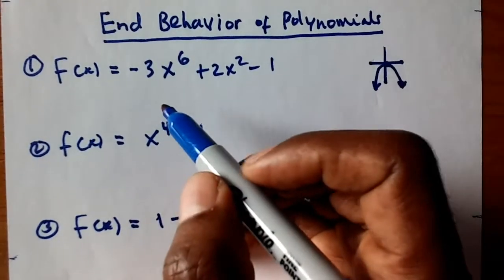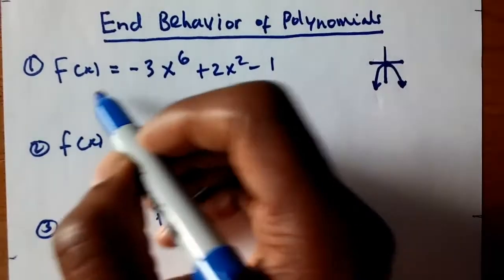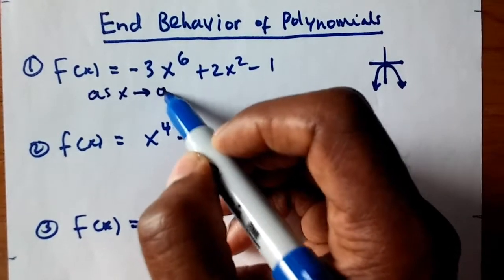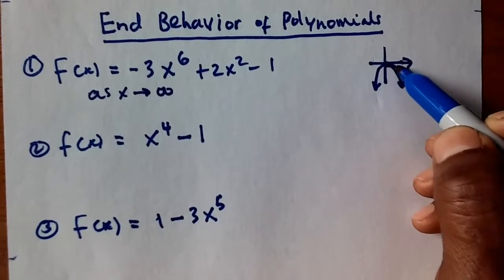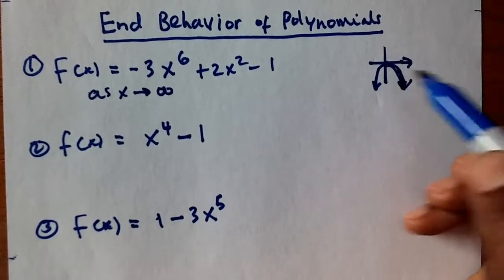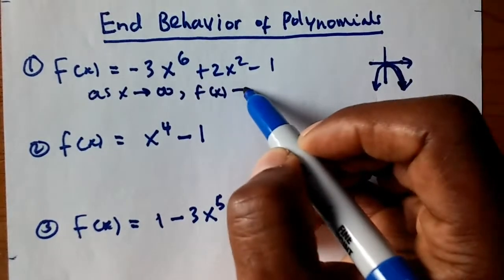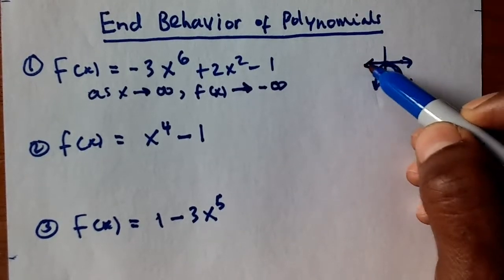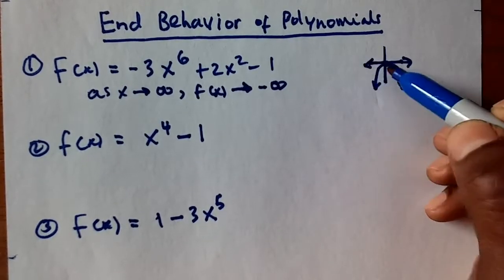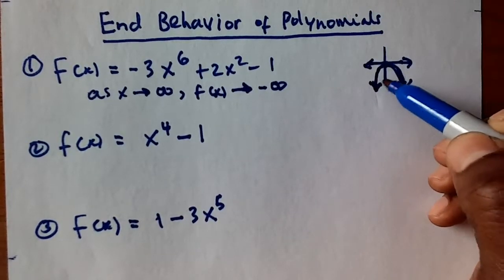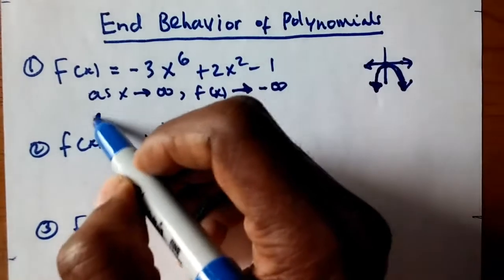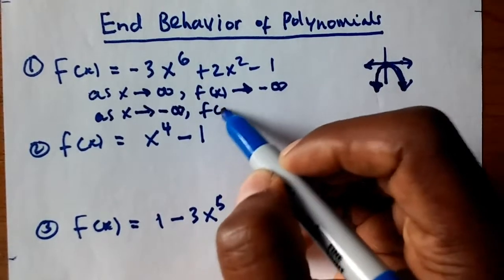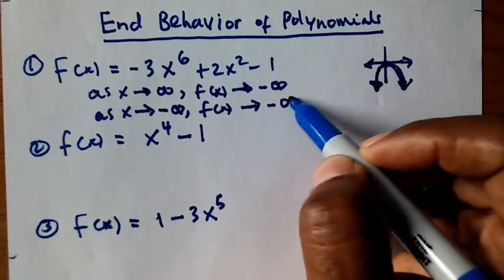So let's get to it. We can see then that as x approaches infinity, which is the right side, f of x is going to negative infinity. Similarly, as x approaches negative infinity, going to the left side of this function, the polynomial is going to negative infinity, is going down. So we can say as x approaches negative infinity, f of x is approaching also negative infinity.